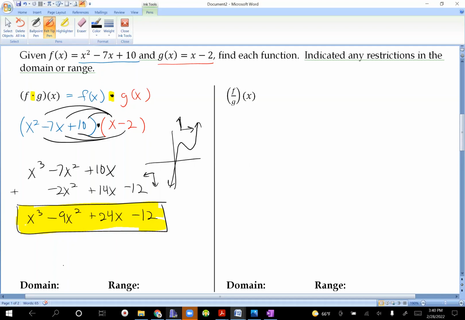So the domain here is going to be all real numbers. The range here is also going to be all real numbers, or negative infinity to positive infinity. Right?